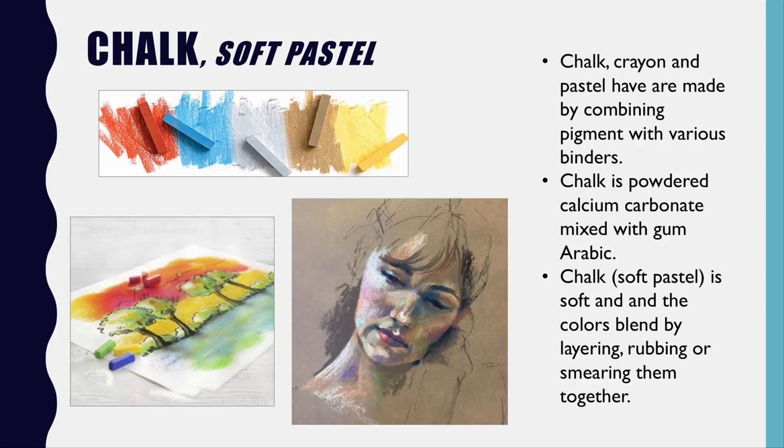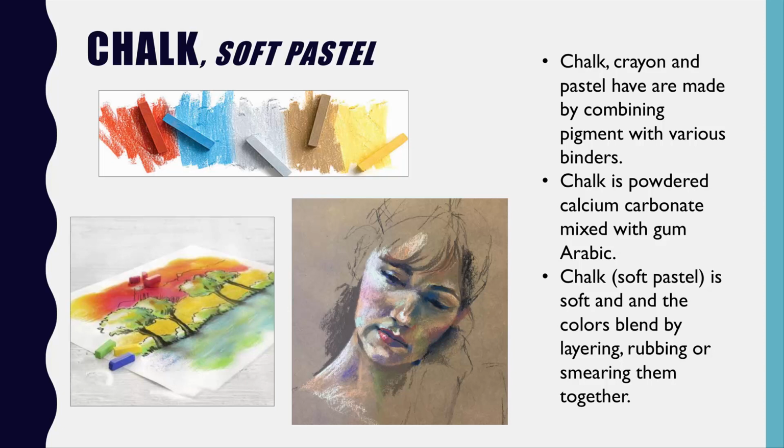Chalk, or what I always call it, is soft pastels. It is in this category that your book has. It's chalk, crayon, and pastel. So pastels is made from a powdered calcium carbonate, which is mixed with gum arabic, which is that sap from a tree. So it is really just like the charcoal.